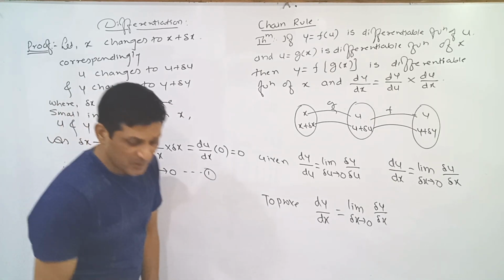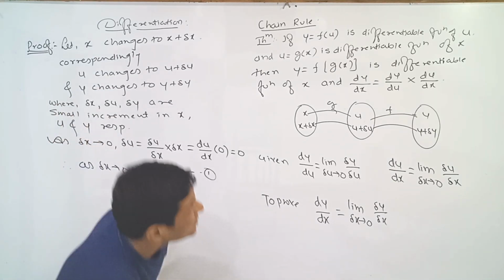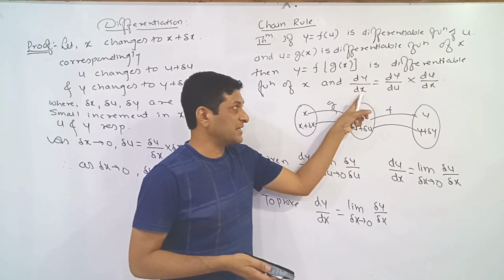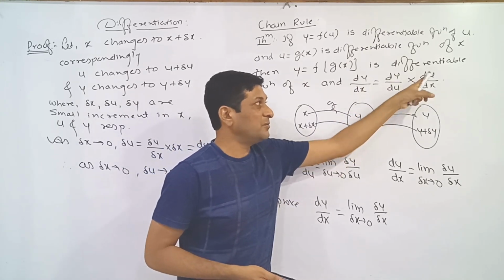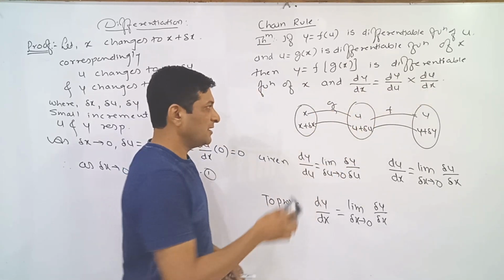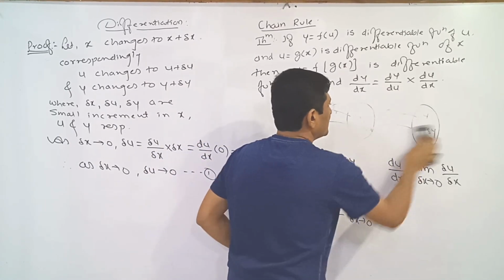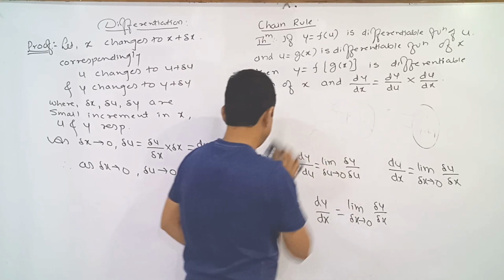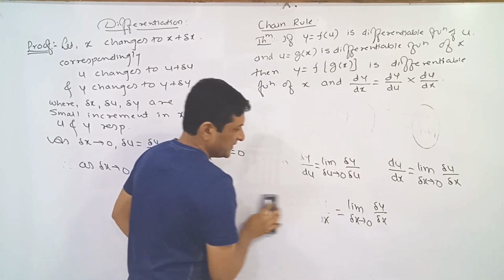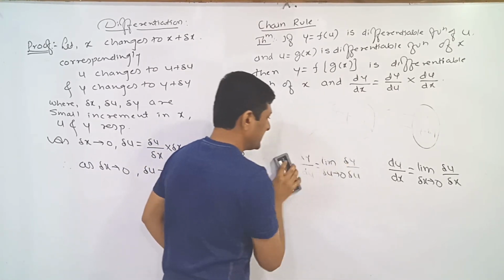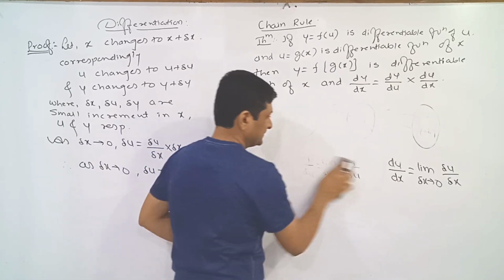Now what do we have to prove here? We have to show that dy/dx is equal to dy/du into du/dx. Now we are taking one step here, so try to understand it. Observing our required result, we are taking one step.